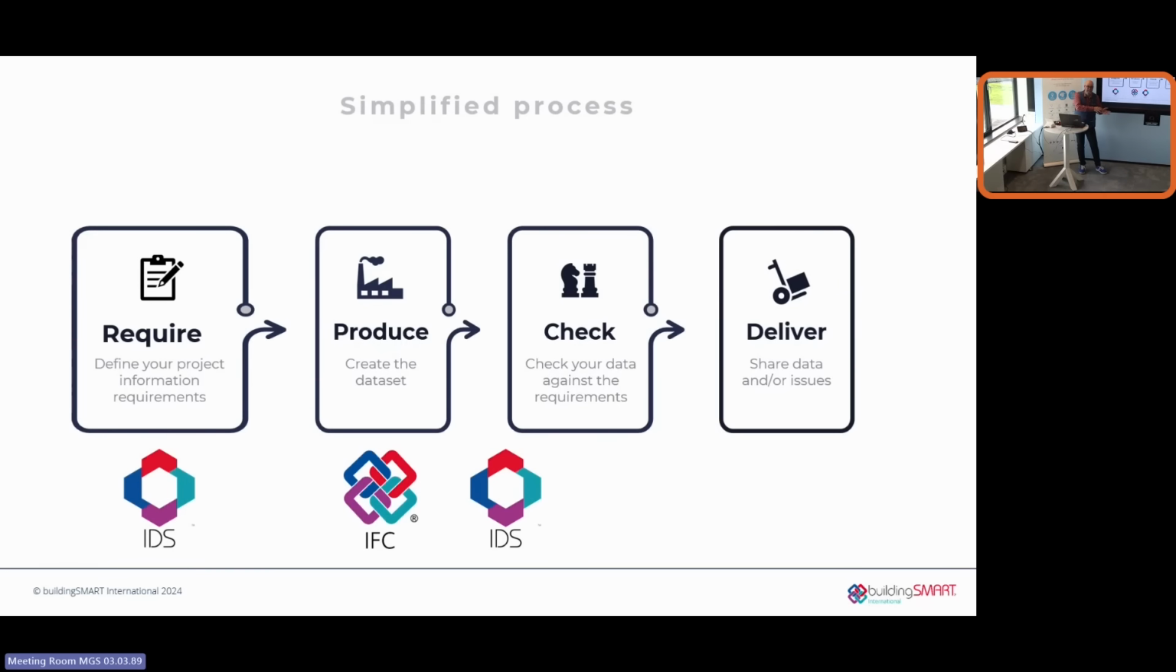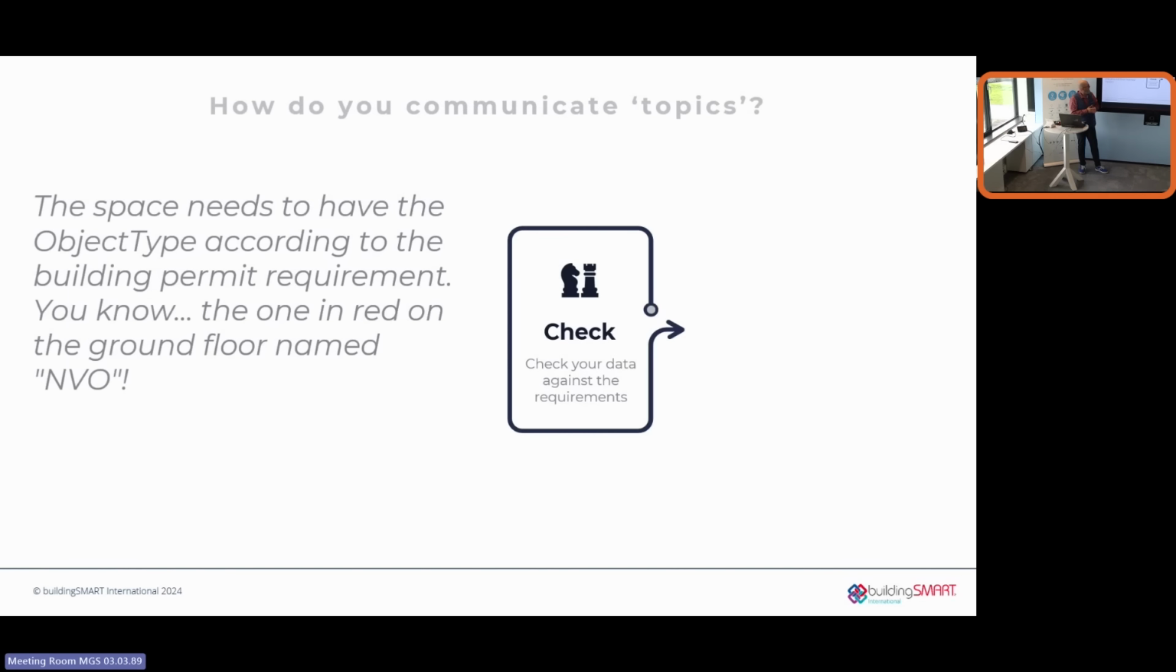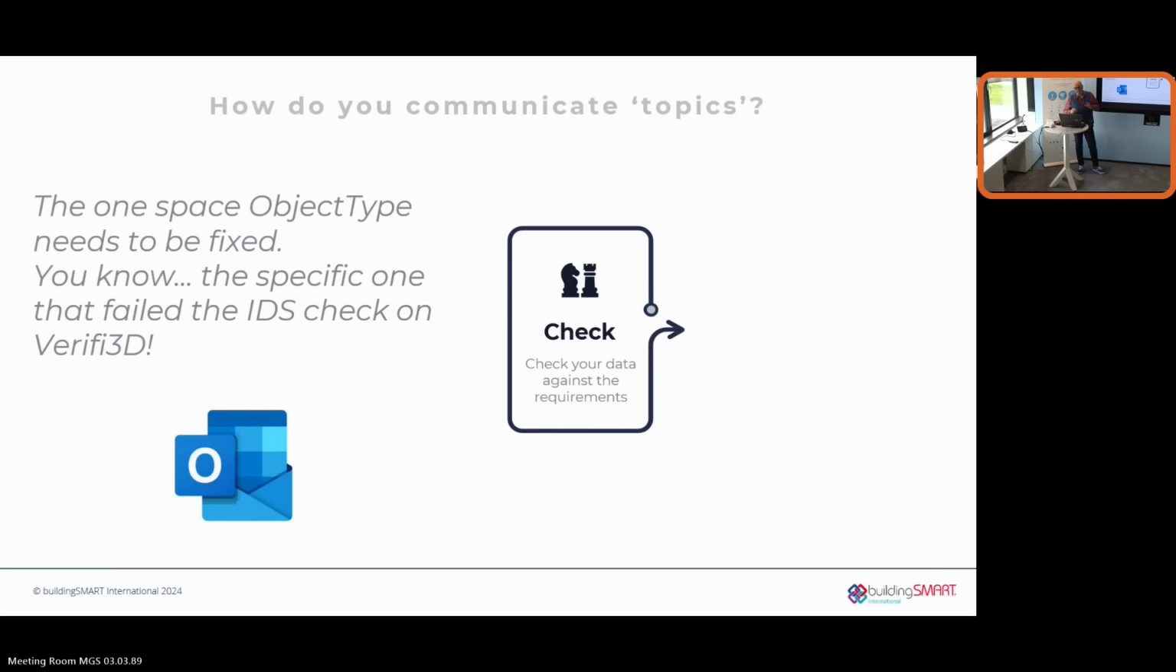So we have the IDS, we defined what we want to have, we have the IFC, we checked according to the building permit, and then something happened. It was not correct, we need to share that information. And that space that we just saw needs to have the object type according to the building permit requirement. And then we can say, well, the one in the red on the ground floor, that's what we just saw, but that's not the way to do it. No, we are doing that in another way.